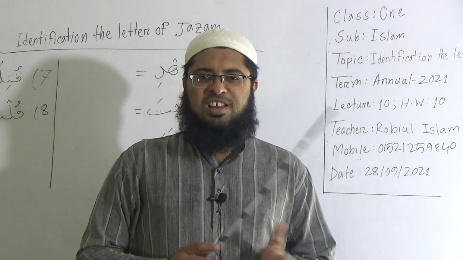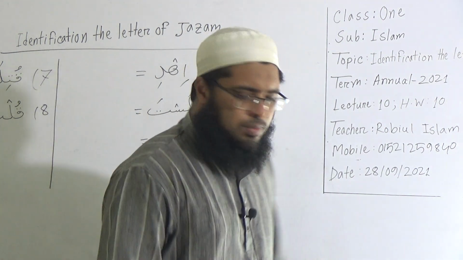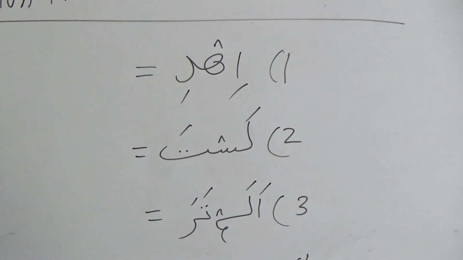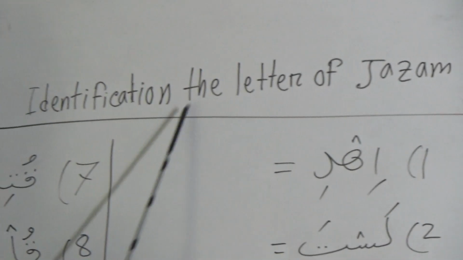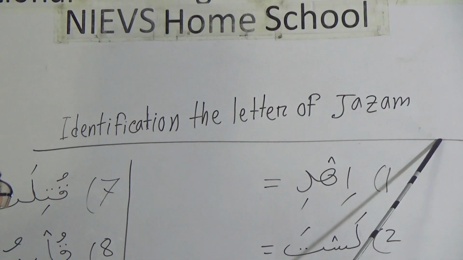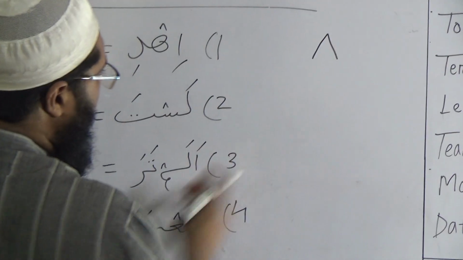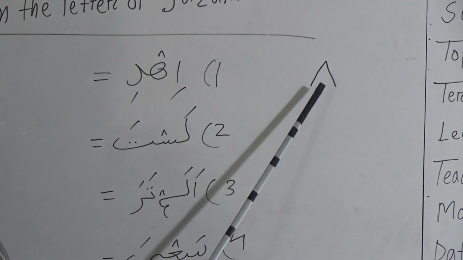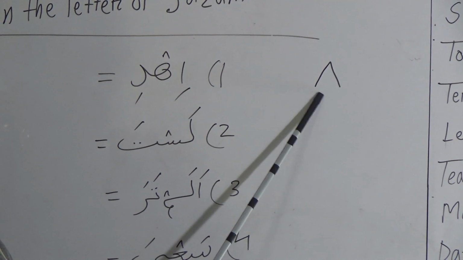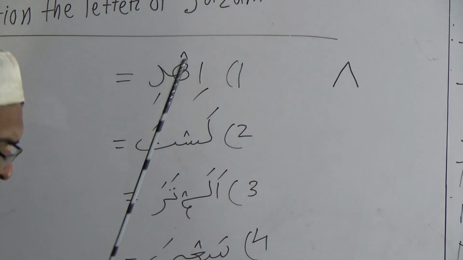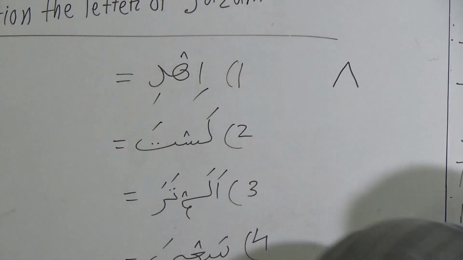So my dear students, let's start. At first, look at the board. Our today's topic is identification of the letter of Jajam. Before starting our class, we will know what sign is called Jajam. My dear students, this sign is called Jajam. So we will identify the Jajam-taken letter today. Let's start.